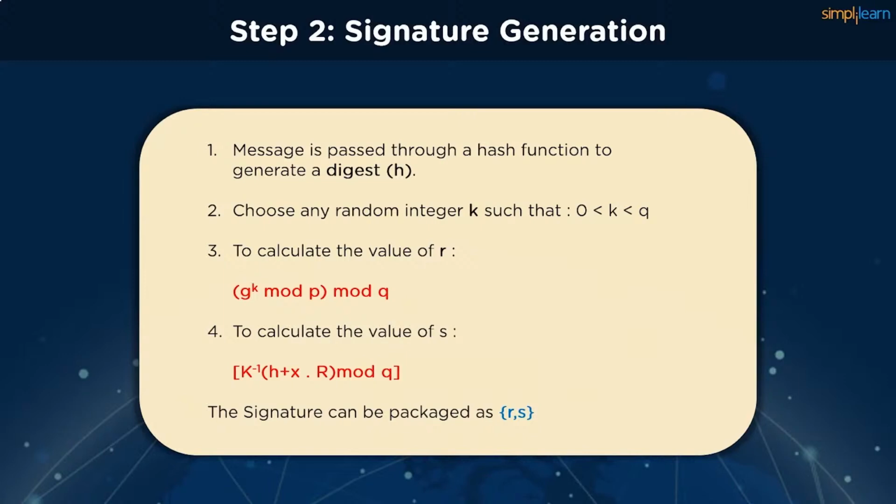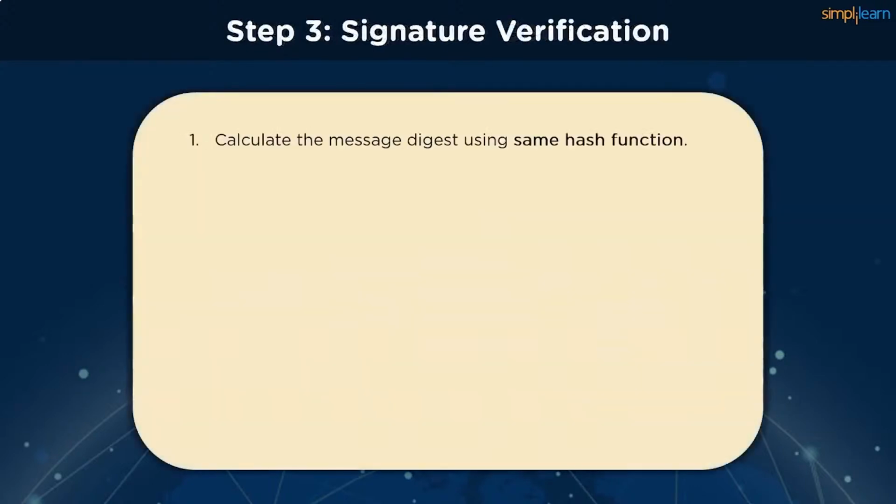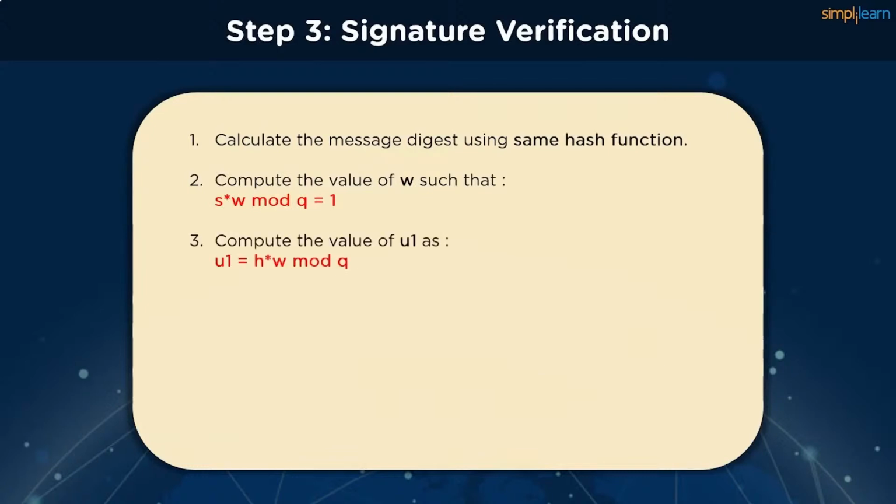This bundle, along with the plain text message, is then passed on to the receiver. Now with the third phase, we have to verify the signature. We first calculate the message digest received in the bundle by passing it through the same hash function. We calculate the value of W, U1 and U2 using the formulas shown on the screen.